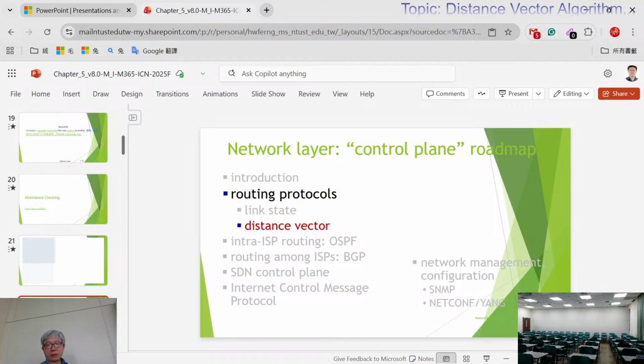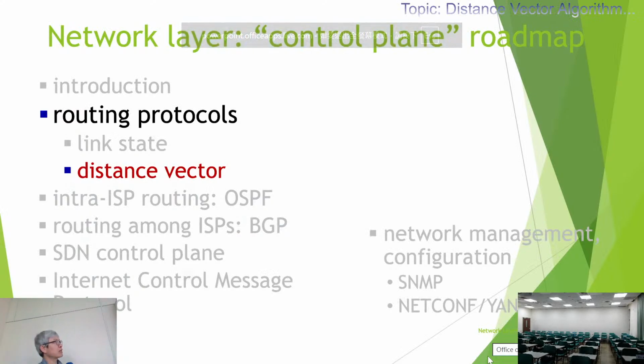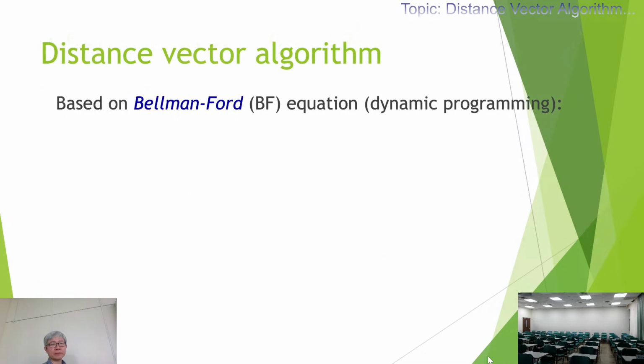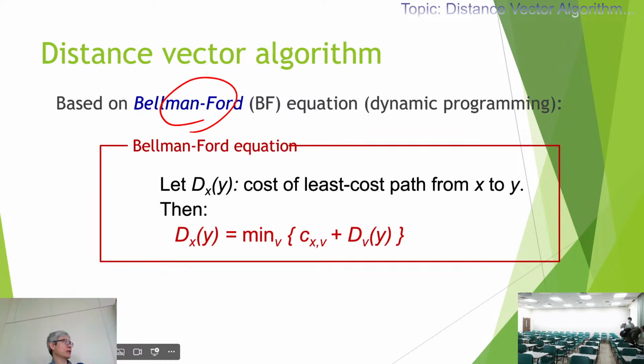Well, let us start this one. Distance vector routing algorithm. We will pass on the key equation. It is called the Bellman-Ford equation. And in fact, this is the Bellman-Ford equation. We learned the Bellman-Ford equation a few weeks ago.